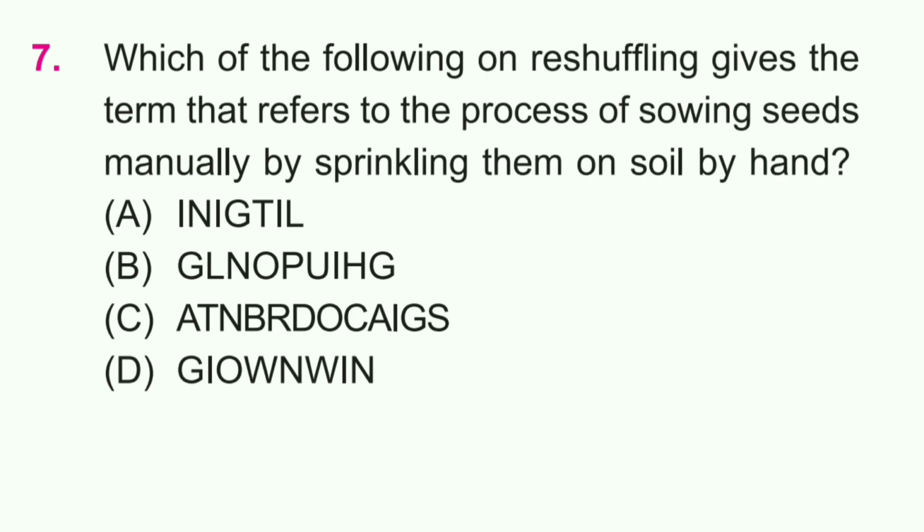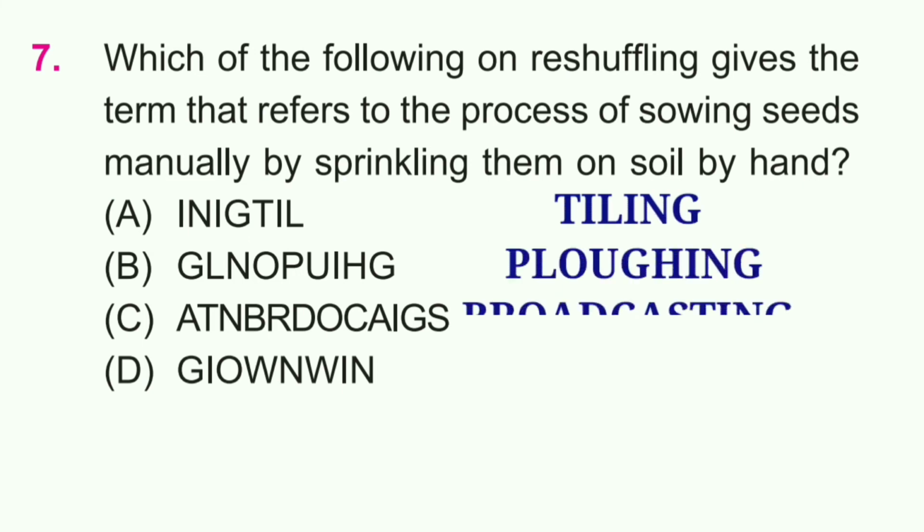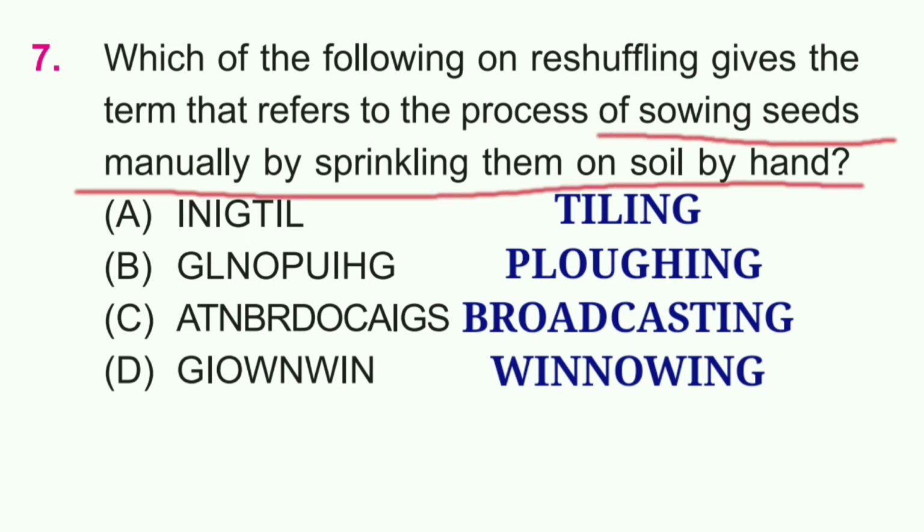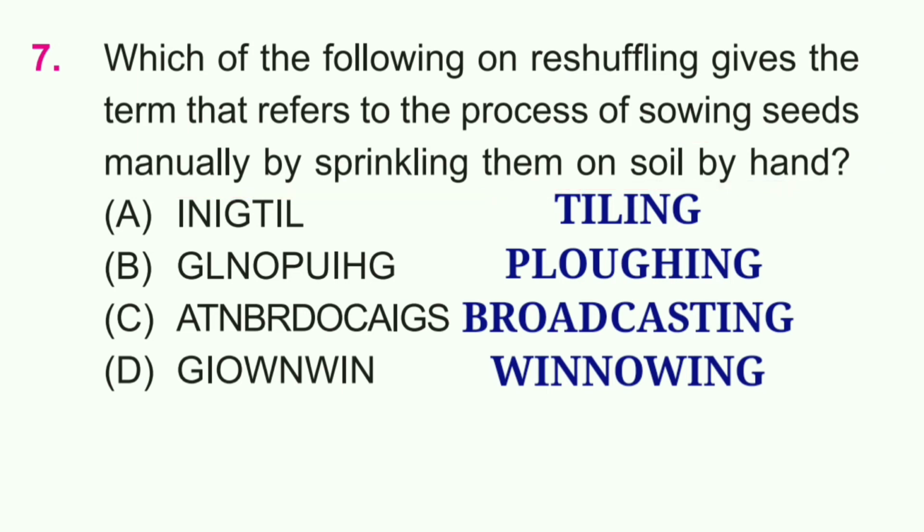Question number 7. Which of the following on reshuffling gives the term that refers to the process of sowing seeds manually by sprinkling them on soil by hand? These are the jumbled letters. Option A is tilling. Option B, plowing. Option C, broadcasting. And option D, winnowing. The question is sowing seeds manually by sprinkling them on soil. It is by hand. Clearly option C is correct.